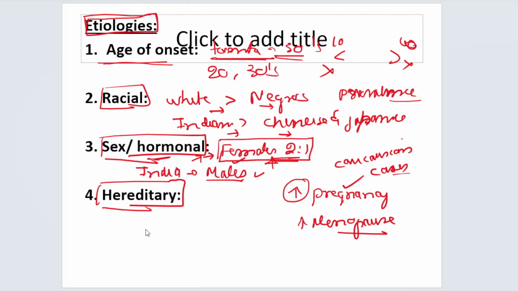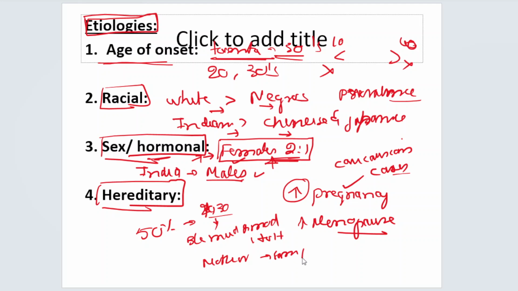Hereditary. Coming to hereditary, 50% of the cases are hereditary. To give you one clinical picture, you will see a young female in her 20s and 30s, who will come to you saying that I'm having bilateral mild to moderate hearing loss. I'm not able to hear well. I'm having hard of hearing, and that my mother also has suffered from the same problem. That is, it is hereditary, and the disease increased after giving birth to my first child. So in pregnancy, the disease increased. So this is how the clinical picture of the patient is.